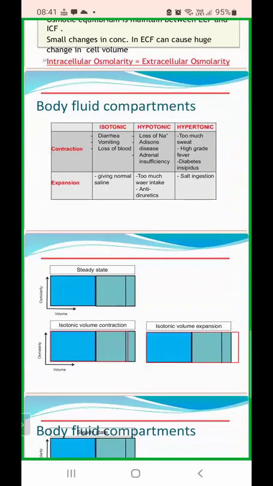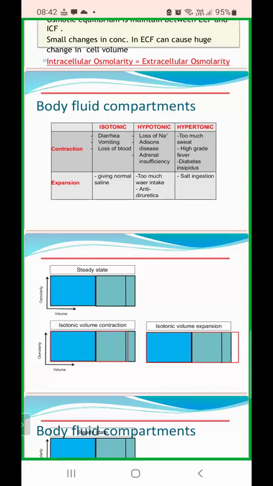Contraction of the body fluid compartment takes place when the person is suffering from dehydration. If you have to supplement fluid, you give an isotonic fluid in case of diarrhea, vomiting, and loss of blood. If it is getting expanded, you have to give normal saline. Now, hypotonic contraction is when there is a loss of sodium, as in Addison's disease or adrenal insufficiency, that is, insufficient synthesis of adrenal cortisol.